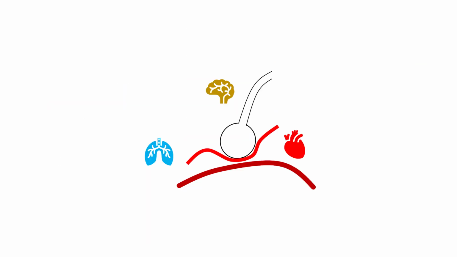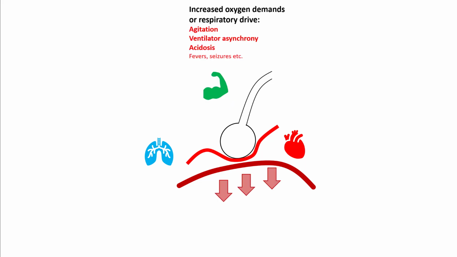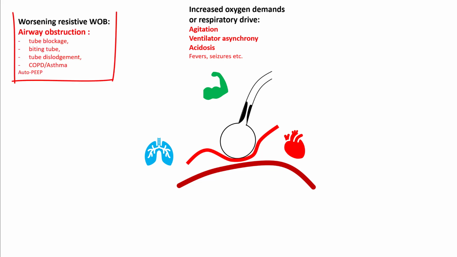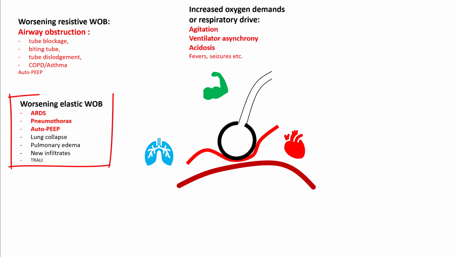As we discussed before, there are 3 main reasons for hypoxemia: neurological, pulmonary, and cardiac causes. However, while the patient is on a ventilator, the neurological causes are not very important causes for hypoxemia, but increased oxygen demand by increased muscular activity like agitation, vent asynchrony, fevers, etc. become more important. You can have increased resistive work of breathing as seen in airway obstruction like COPD, asthma, tube blockage, biting the tube, etc. You can have worsening elastic work of breathing, for example, developing a pneumothorax, lung collapse, worsening ARDS.